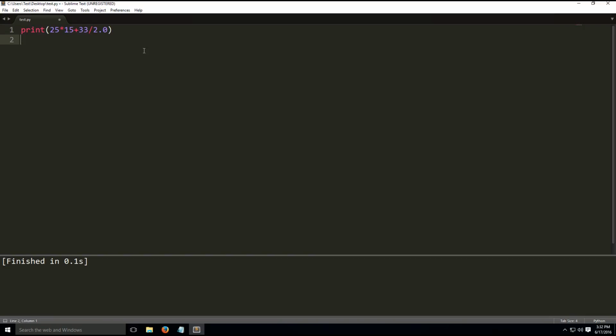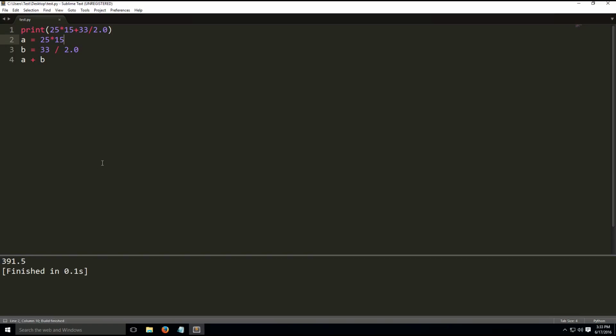This is the same as having A equals 25 times 15, B equals 33 divided by 2.0, and then adding the two together. As you can see, the precedence is 25 times 15, then 33 divided by 2.0, and then you add them. This is a simple demonstration of some of the precedence in Python.